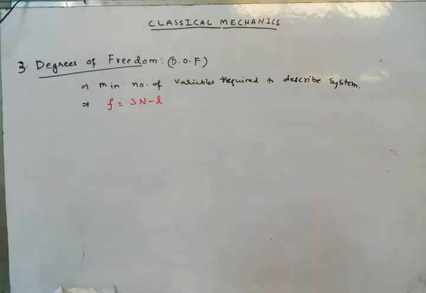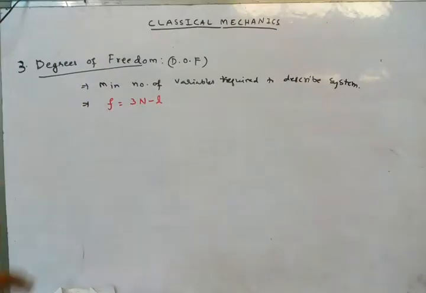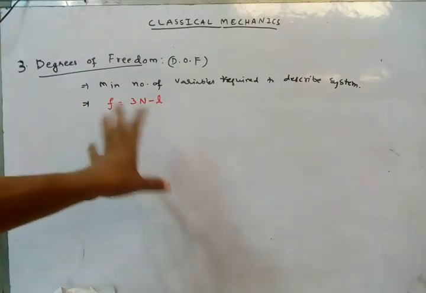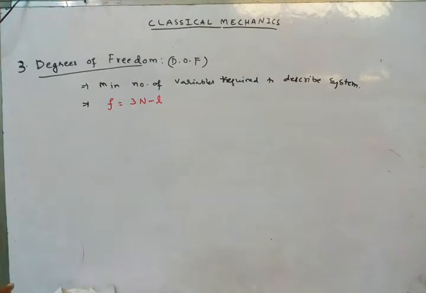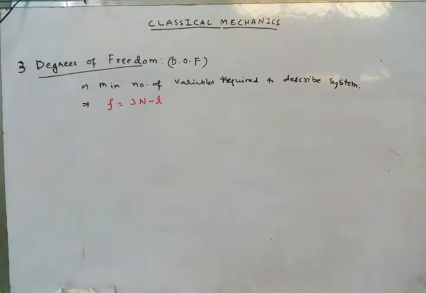Here I am discussing the third concept in this class: degrees of freedom. Already I discussed the concept of generalized coordinates, which means not all coordinates are required to describe the system. Just subtract the number of constraints from that. The remaining will be the generalized coordinates, which is equal to the degrees of freedom.